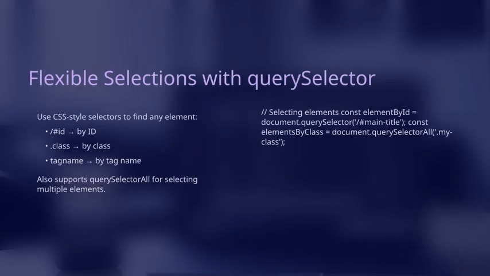Flexible selections can be achieved using querySelector in JavaScript. Elements can be selected using different syntax: #id selects by id, .class selects by class, and tag name selects by tag name. It supports querySelectorAll for selecting multiple elements. Example code: const elementById = document.querySelector('#main-title'), const elementsByClass = document.querySelectorAll('.myClass').